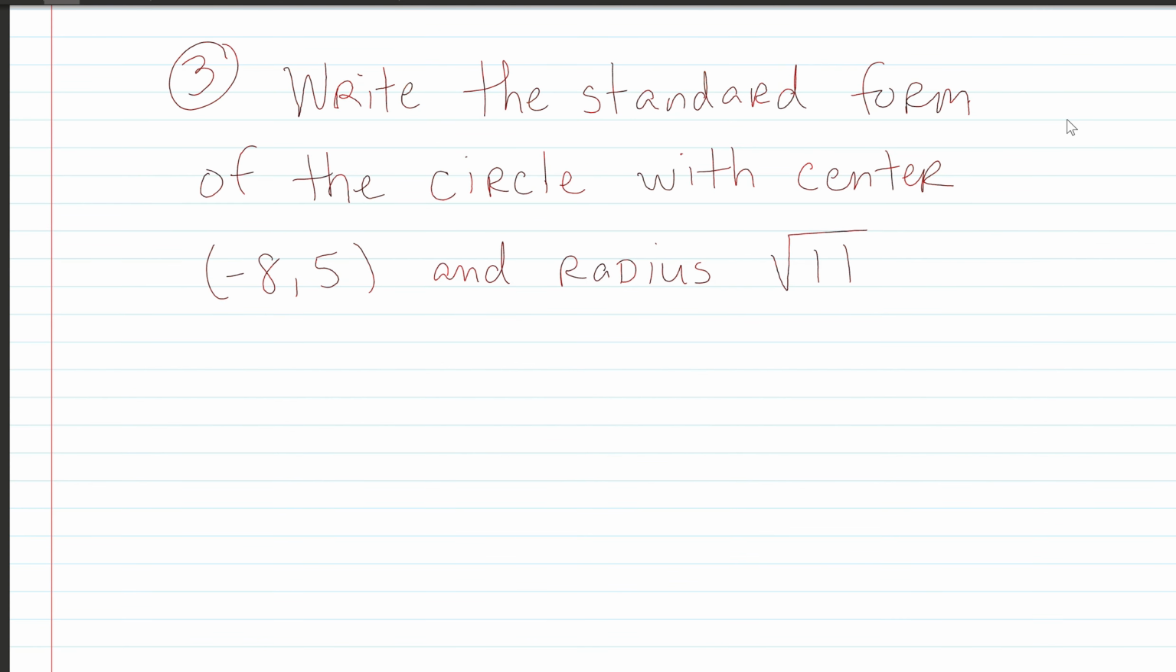The third problem is asking us to write the standard form of the circle with the center of -8, 5 and a radius of the square root of 11. So we're looking to write this in standard form. Standard form for a circle is x minus h raised to the second power plus y minus k raised to the second power is equal to r to the second power.